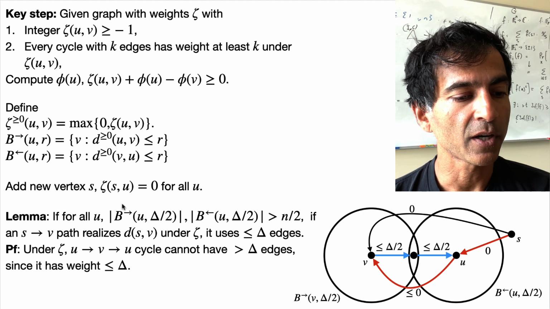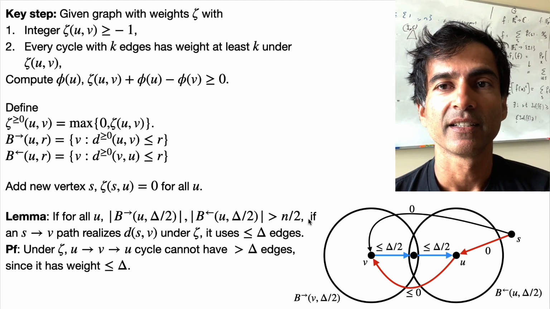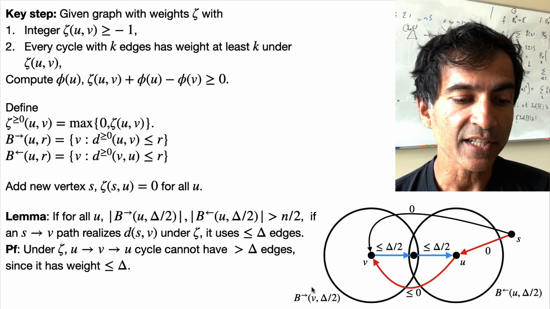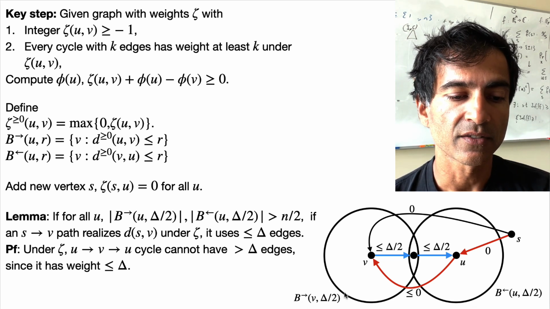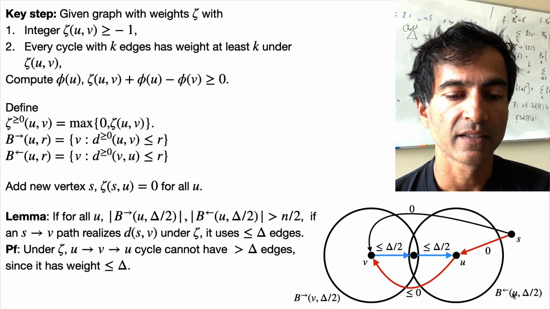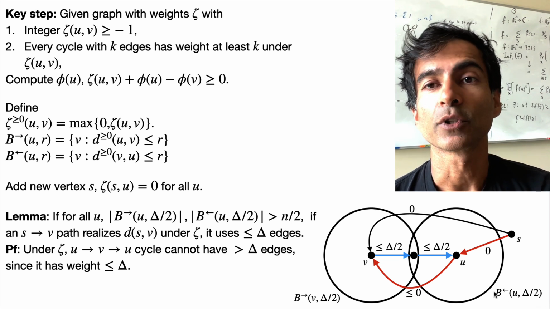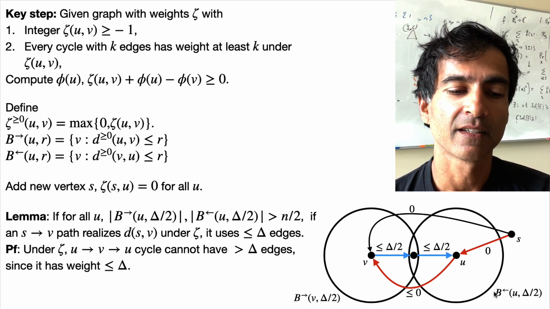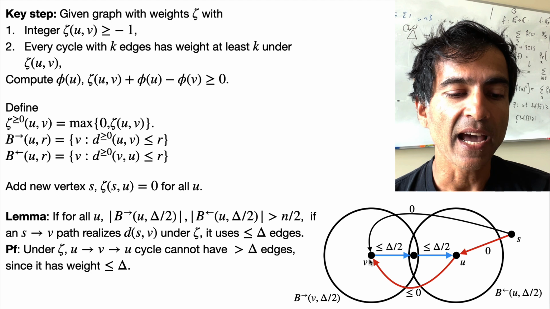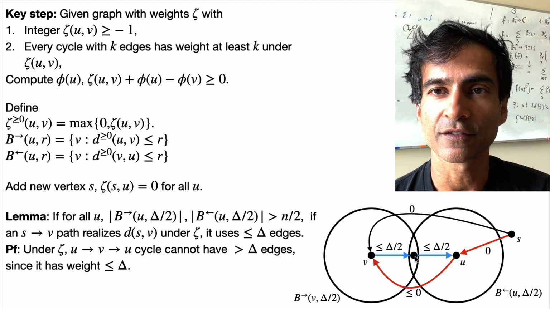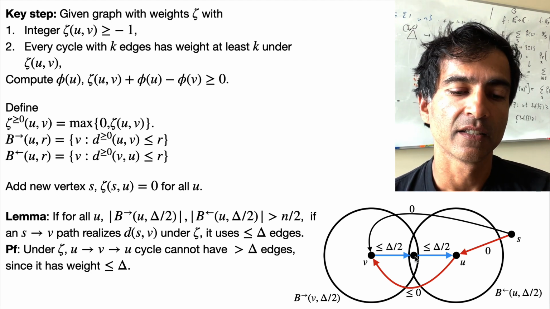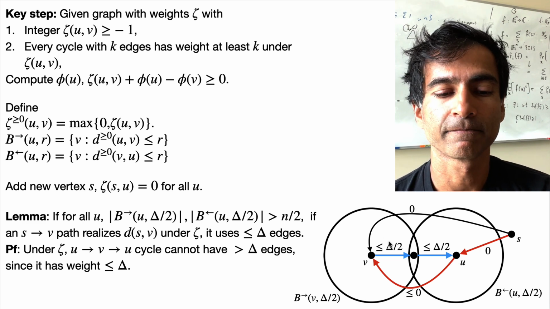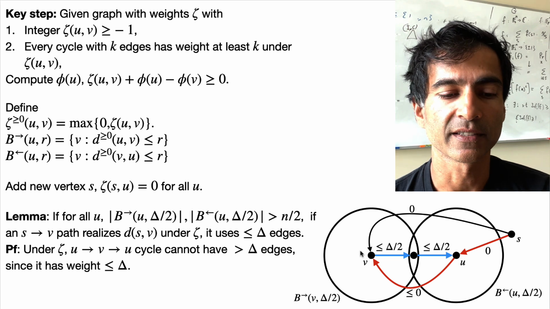On the other hand, the assumption about all of the balls being large implies that there is a vertex that is in the intersection of these two balls. Right? These two balls are both of size bigger than n over 2, so they must intersect. And because they intersect, there's a path that goes from V to the vertex in the intersection, and then to u, whose total length is at most delta over 2. Okay. So there is such a path in the graph.